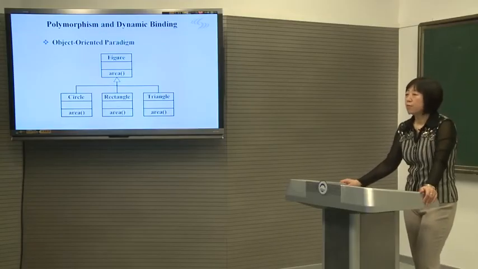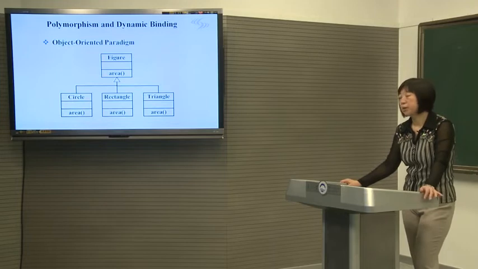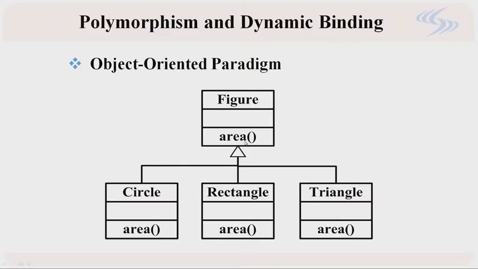So let's have a look at the object-oriented paradigm for the same problem. This class diagram is for the problem of area. It's designed in this way. Surely there are kinds of figures such as circle, rectangle, triangle, and so on. But all of these classes, all of these figures are some kind of figure. So we can create another class as a superclass for them. It's called figure. And we also declare a method area inside this class figure.